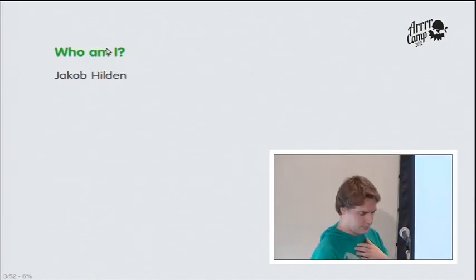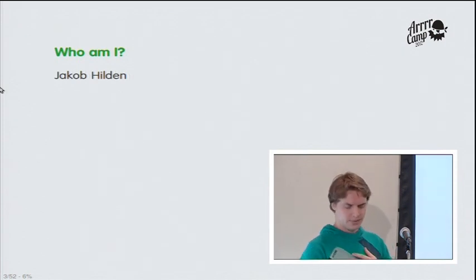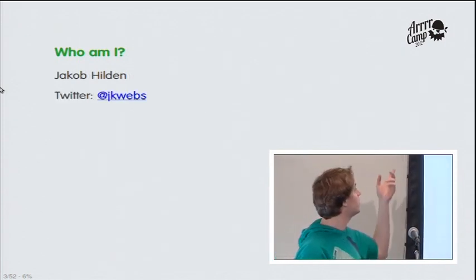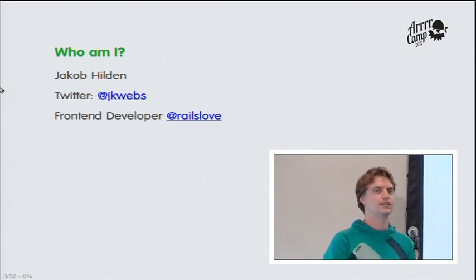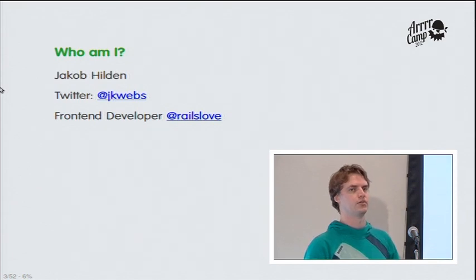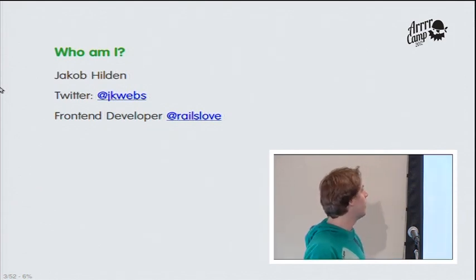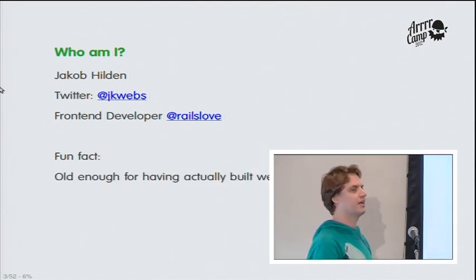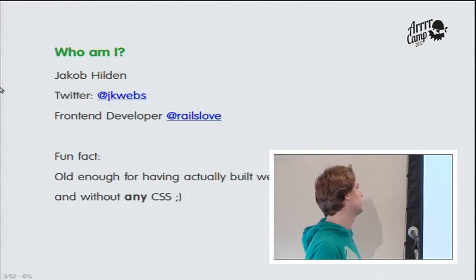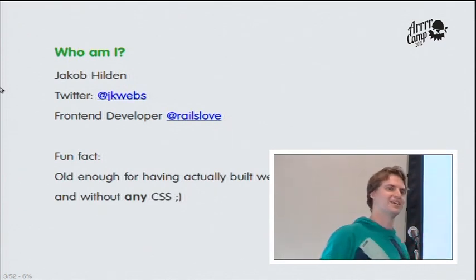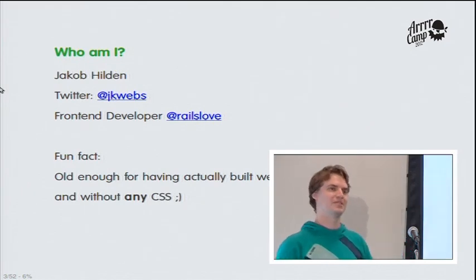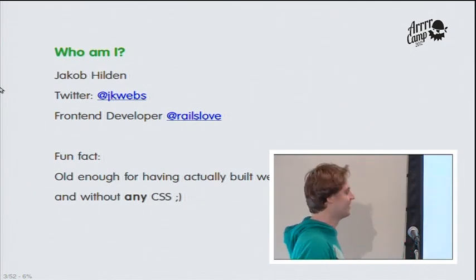About myself, my name's Jacob. Let's get the mouse all the way here. My name's Jacob. You can find me on Twitter under my Twitter handle. And I'm a front-end developer at reUsable, which is a little Rails shop in Cologne, Germany. And to put myself in perspective, fun fact, I'm old enough to have actually built websites with only tables and without any CSS. Who else in the room is in that group? Still most people. We'll see how that pans out in the next couple of years.